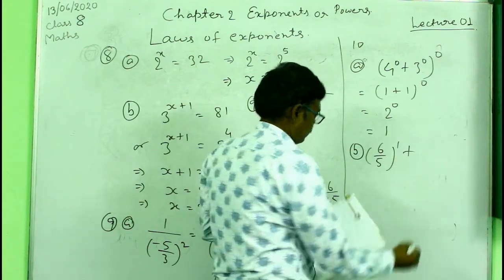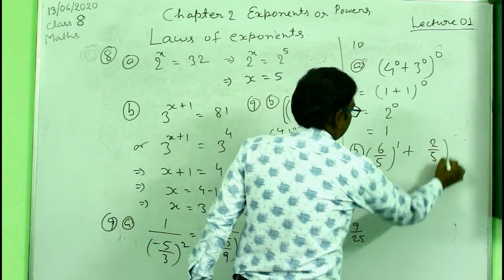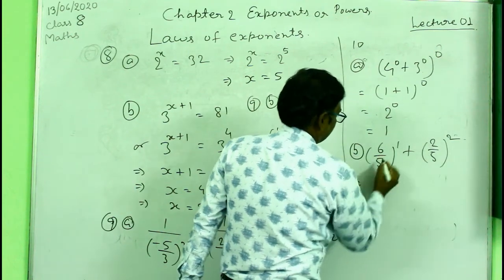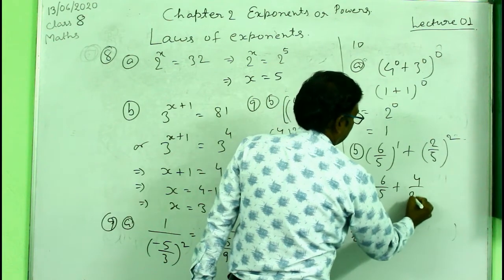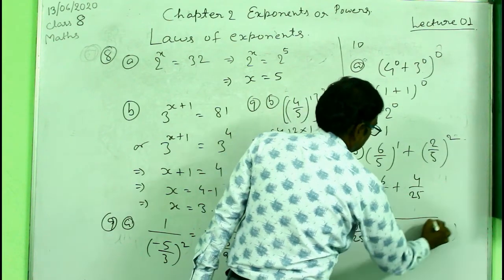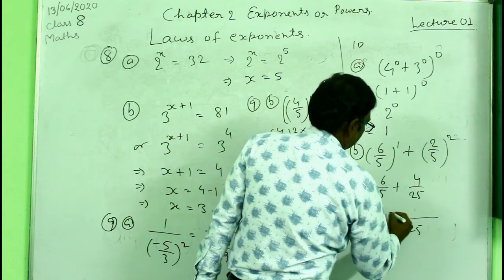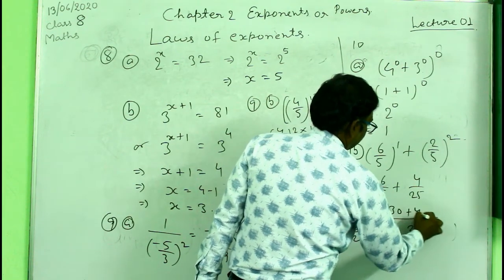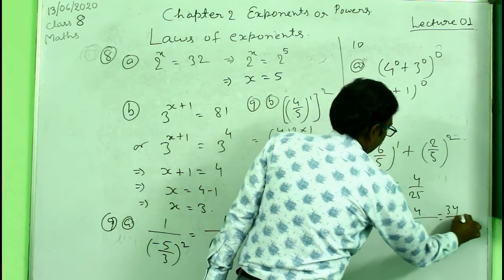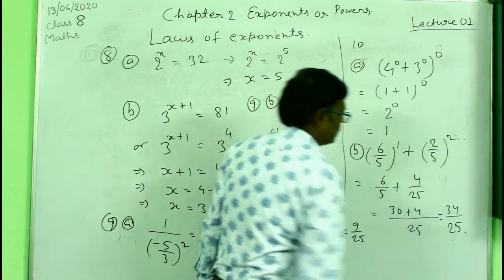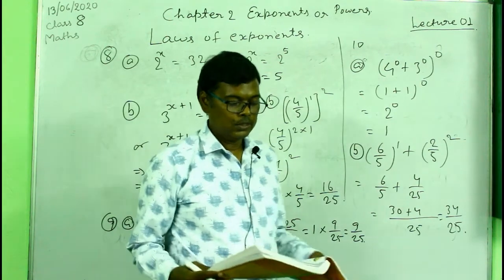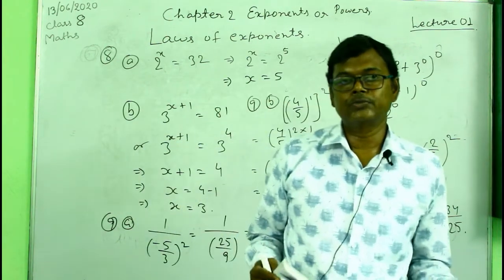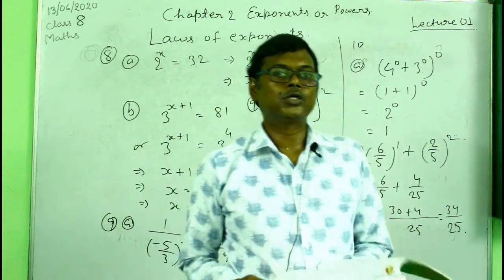plus (2 by 5) whole square. So it will be 6 by 5 only, and this will be 4 by 25. So you will take LCM 25, then it will be 30 plus 4, that is 34 by 25 is the answer. Okay. So in this I did all the questions, and there are some questions which I did not solve.